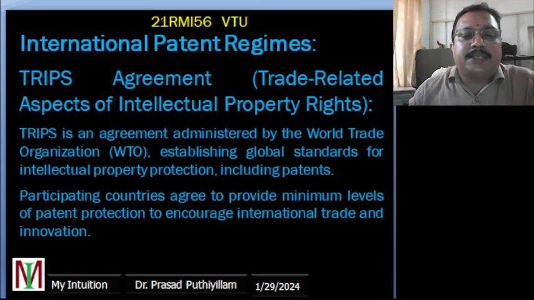The second one is the TRIPS Agreement. TRIPS means Trade Related Aspects of Intellectual Property Rights. This agreement is administered by the World Trade Organization, which establishes global standards for intellectual property protection, including patents. So the participating countries agreed to provide minimum levels of patent protection to encourage international trade and innovation.